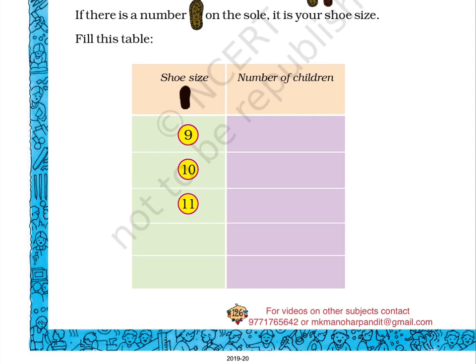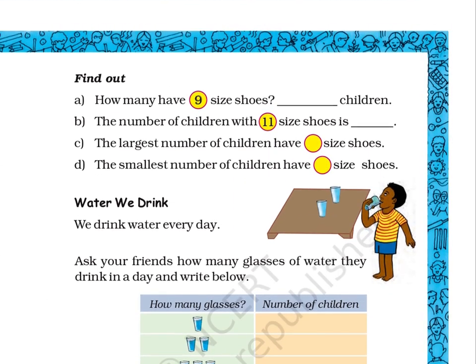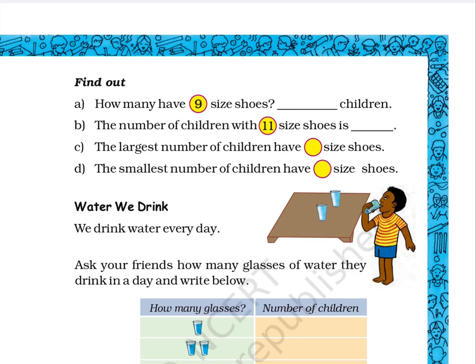Page 127. This page is divided into two parts. The story of shoe number continues in Part 1, and in Part 2, a new story titled Water We Drink begins. Let's start reading this page.